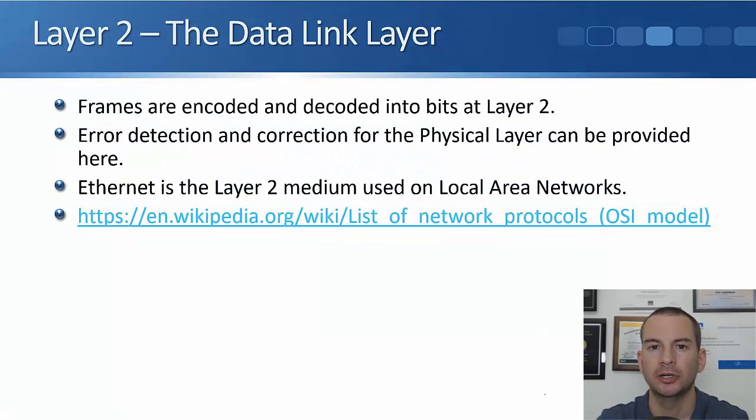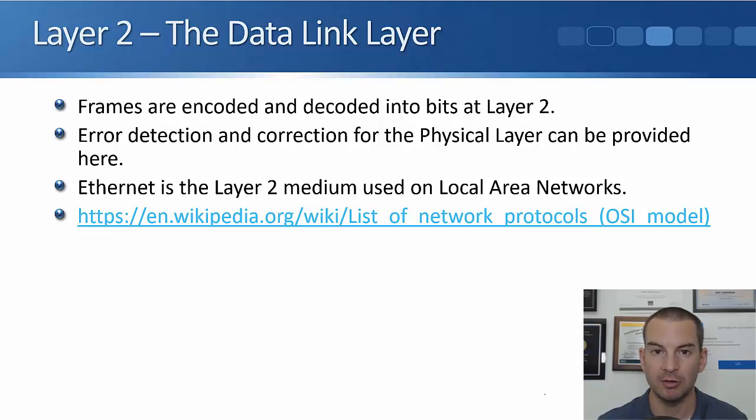In this lecture, you'll learn about layer 2 of the OSI reference model, which is the data link layer. At layer 2, frames are encoded and decoded into bits ready to put onto the physical wire. Error detection and correction for the physical layer can be provided here, depending on the protocol that we're using. And Ethernet is the layer 2 medium that is used on local area networks. Ethernet is pretty much ubiquitous on the LAN. And that's the layer 2 media that we're going to focus on in this lecture.